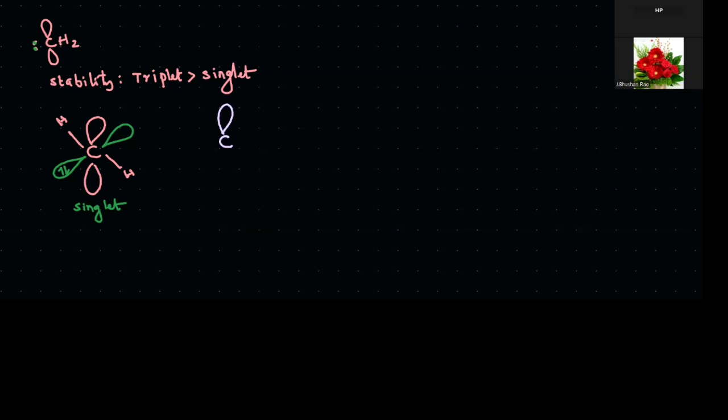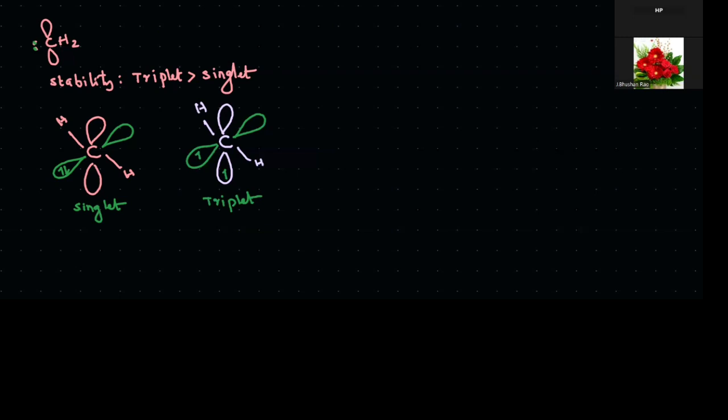Okay, this is the one, like this, with two hydrogen atoms. Now, here electrons are present in the two orbitals. Here one electron is present, and here also one electron. So the two electrons are in the same direction in two orbitals. This kind of representation is called triplet. This one is triplet.